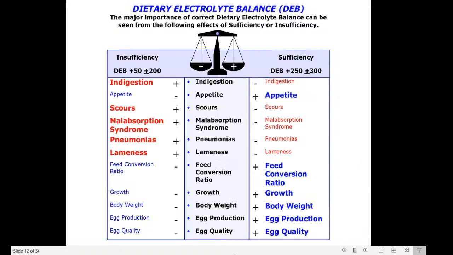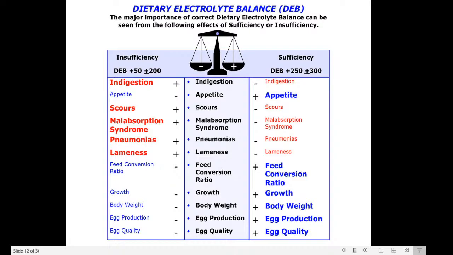Then the next thing is dietary electrolyte balance. What is dietary electrolyte balance? Electrolyte balance is a major important thing, because it depends on sufficiency or insufficiency. In the normal body there are many ionic channels, every part has channels, and these channels release ions, and those ions make a sense. There is a need of ions that we need to add.